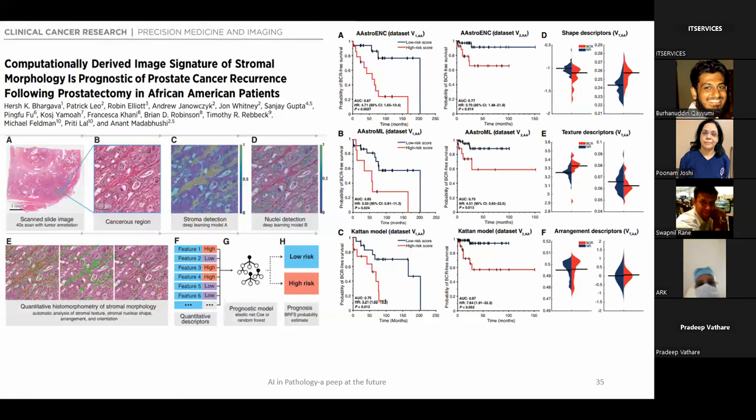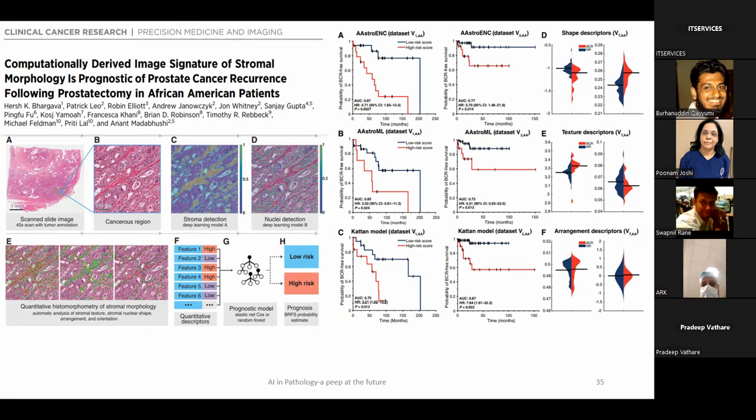Similar work, but one more thing that I would like to highlight is that the same thing does not work very well in every population. In general, this particular work in prostatectomy showed very high predictive value for the African-American patients, but not for other patients.